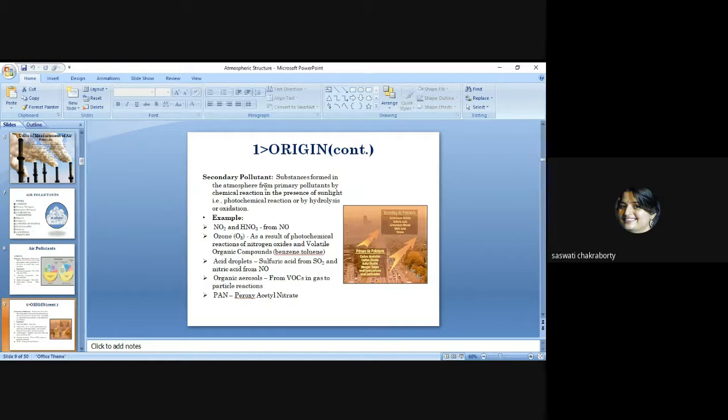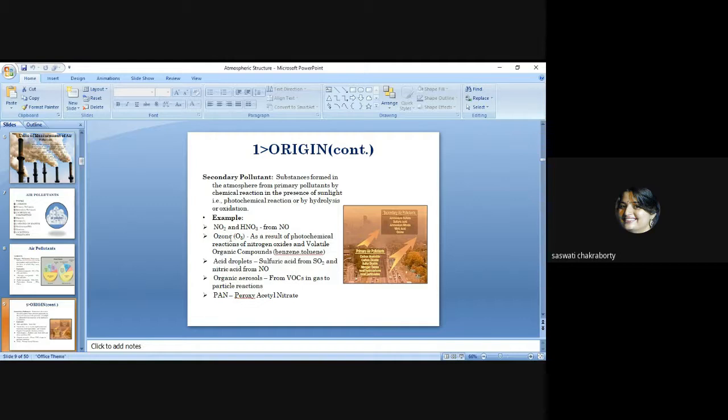Secondary pollutants, as I said, are substances that are obtained from the primary pollutant by chemical reaction in the presence of sunlight. Okay, it's a photochemical reaction. Since sunlight is involved, that's why it's a photochemical reaction, or by hydrolysis or oxidation. For example, I said that from nitrogen dioxide we are getting nitric acid. That is the reaction when nitrogen dioxide mixes with water during rain, we get nitric acid, and this nitric acid is one of the components of acid rain.